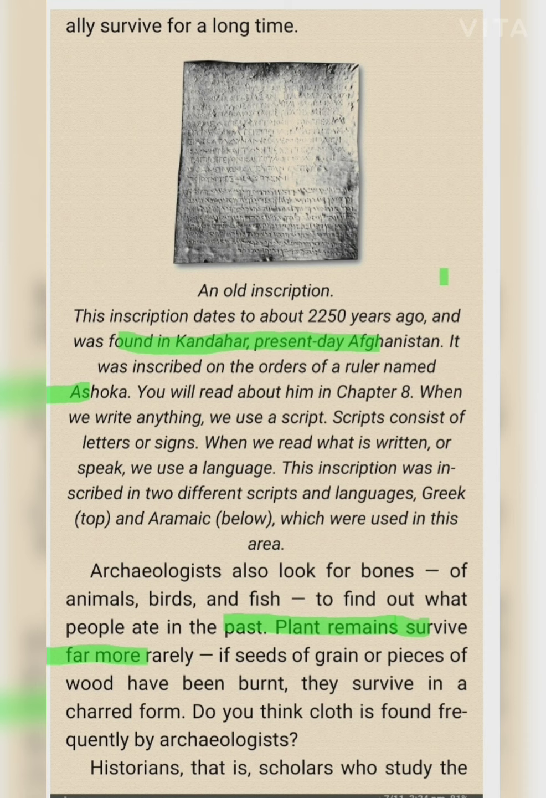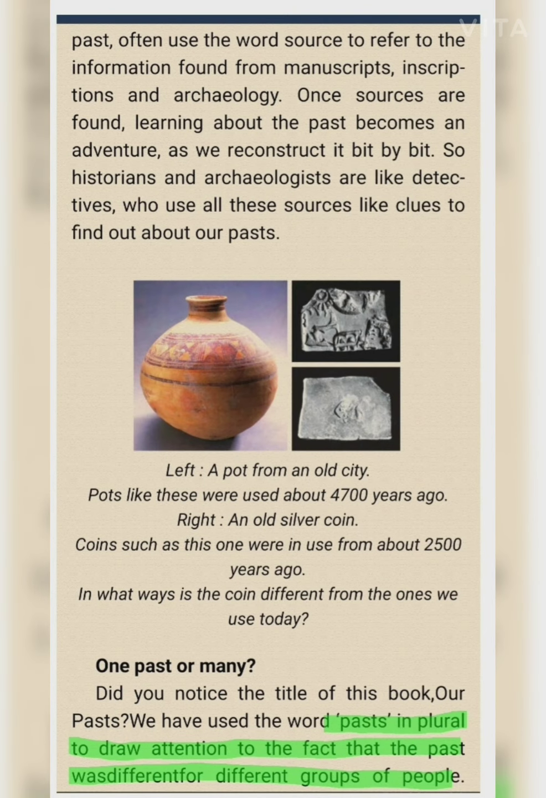Historians, that is scholars who study the past, often use the word source to refer to the information found from manuscripts, inscriptions, and archaeology. So the scholars who study the past are known as historians, and they use the word source to refer to information found from manuscripts, inscriptions, and archaeology.